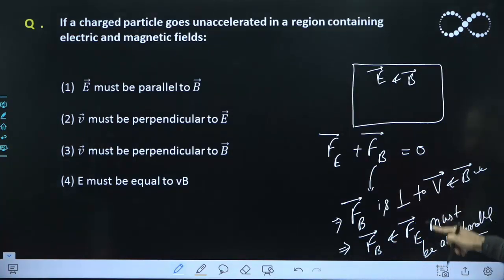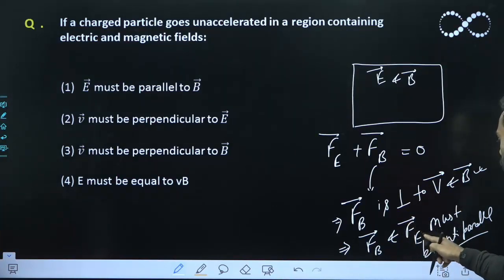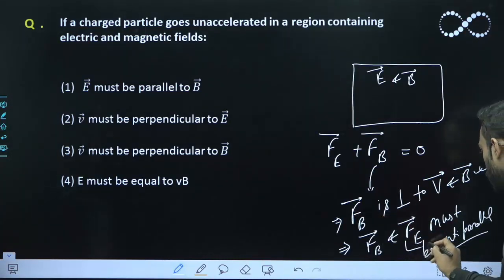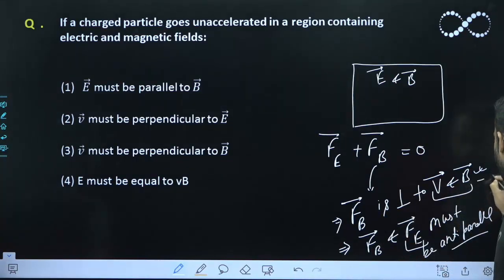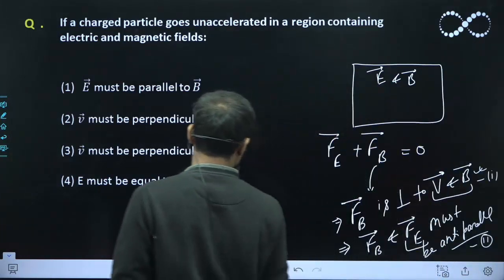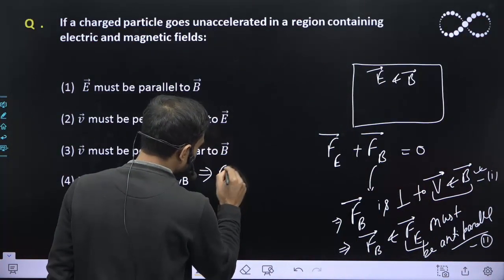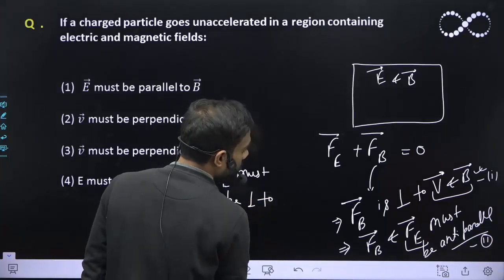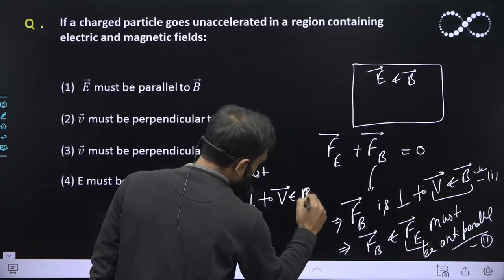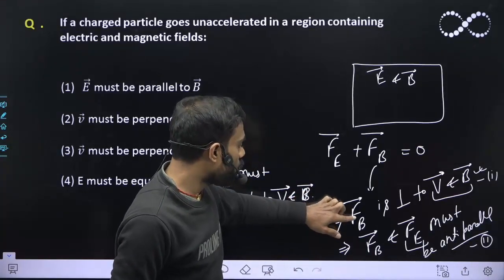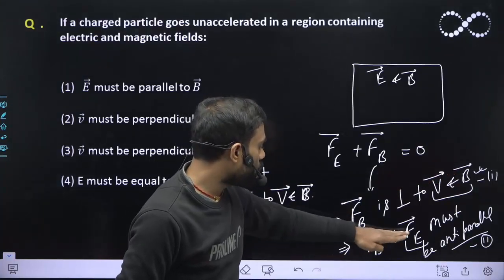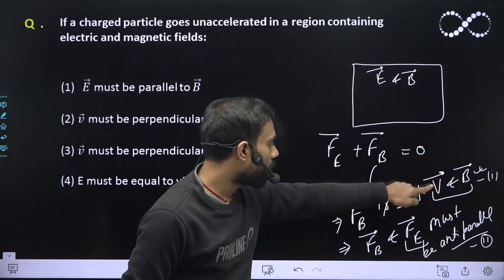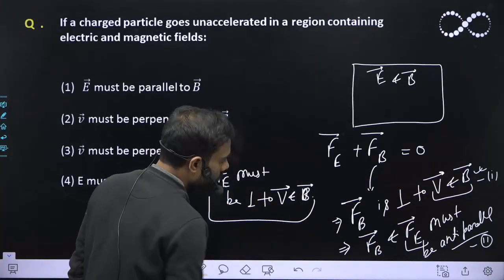So from these two, I can conclude that since the force due to electric field is anti-parallel to this force, it must also be perpendicular to this. This is equation 1 and this is equation 2. So from these two equations, I can conclude the force due to electric field must be perpendicular to velocity vector and B vector. See why I am writing this: the force due to magnetic field is perpendicular to this, and the force due to electric field is anti-parallel to this. So from 1 and 2, the force due to electric field must be perpendicular to this. This is the conclusion I am drawing here from equations 1 and 2.